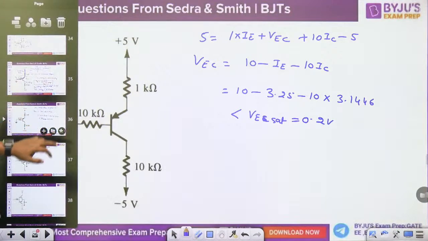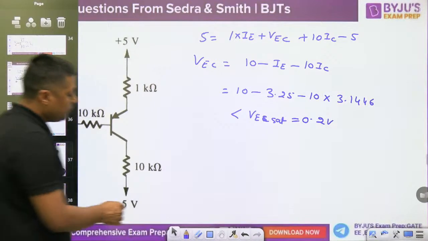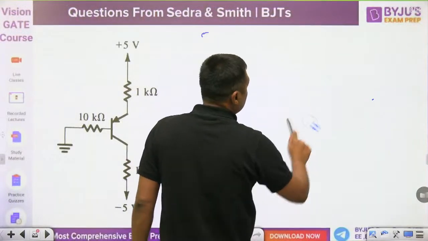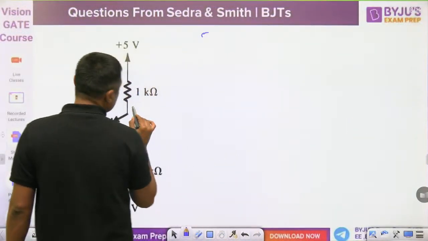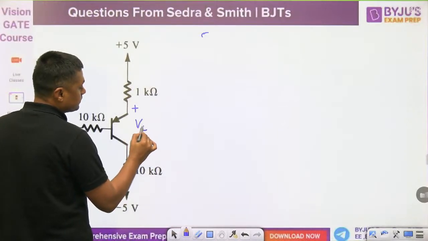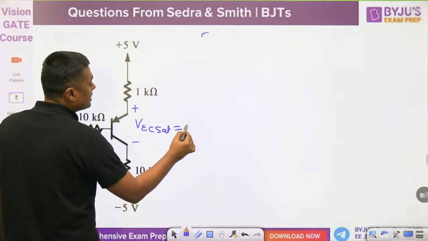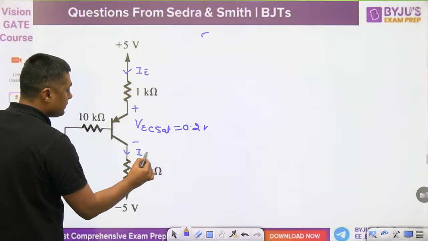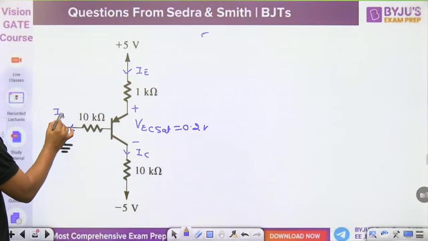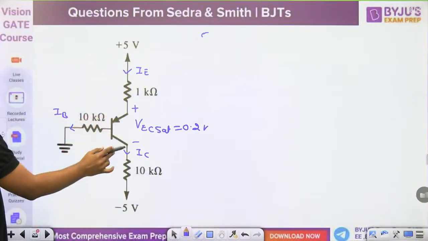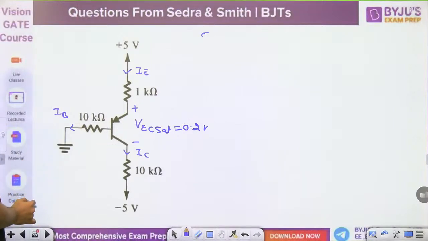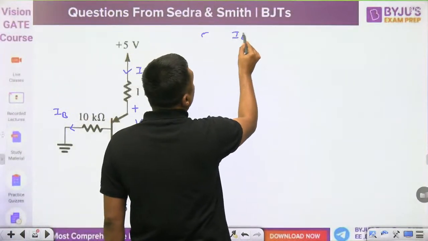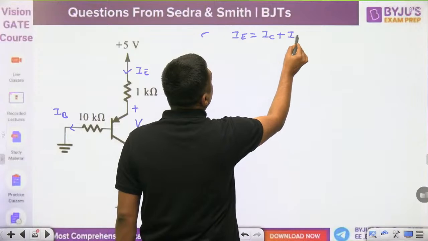Once you have the idea that BJT is in saturation, it means this voltage is fixed. VEC is set, that is nothing but 0.2 volt. This is IE, this is IC, and this is IB. But you have to write the KVL. You can't write IC is equal to beta IB, but you can write IE is equal to IC plus IB. That is the one equation.